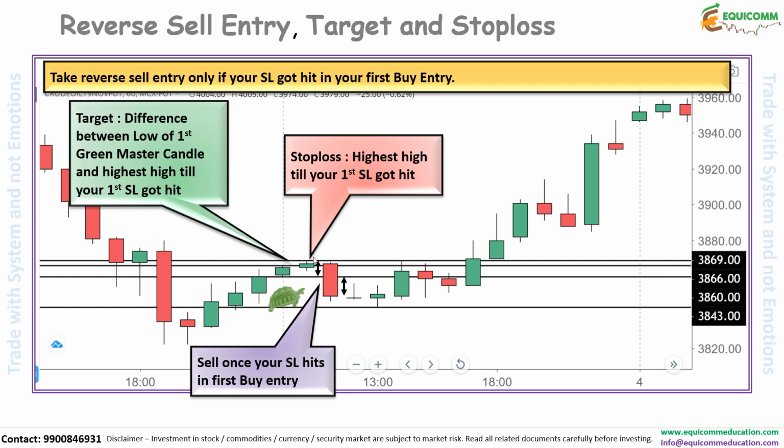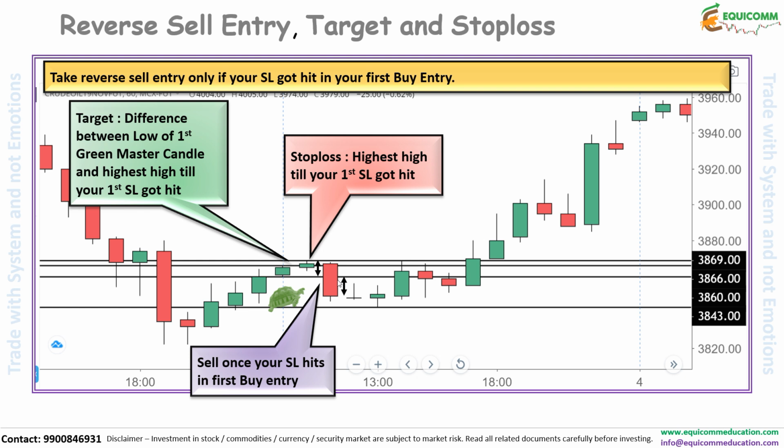Remember this is very important. Your stop loss is revised in reverse entry always. Okay, first buy entry, the stop loss was low, but when the buy got failed and we are getting into the sell, your stop loss is getting revised, and now the stop loss is the highest high between your green turtle candle and your sell entry, right? So now you have sold here with a stop loss of 3870. What is your target? Your target is the same distance between your stop loss and your sell entry.